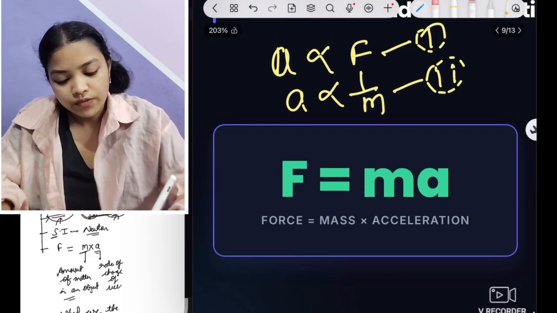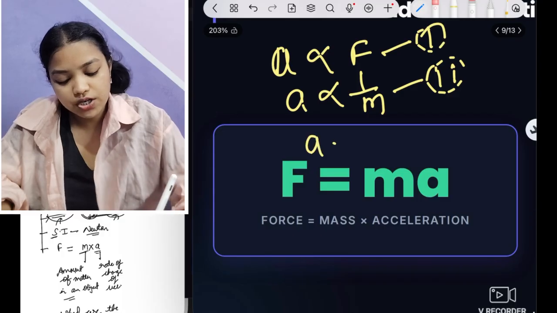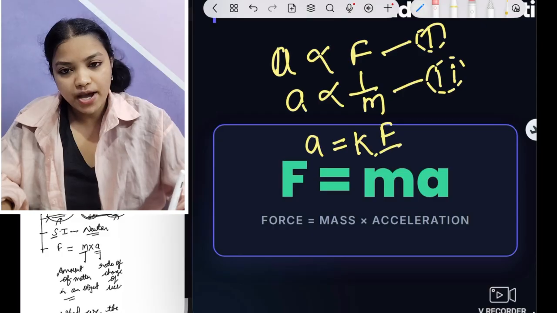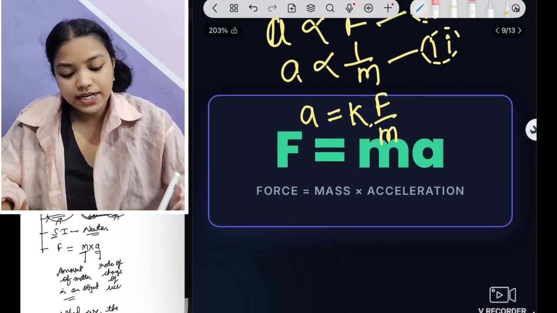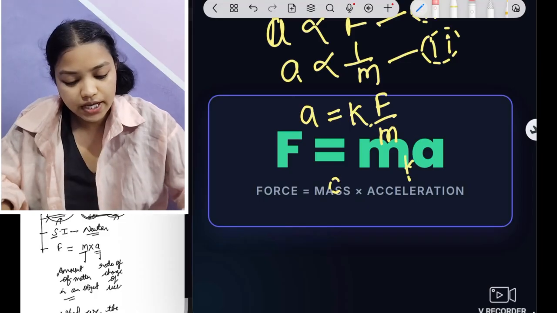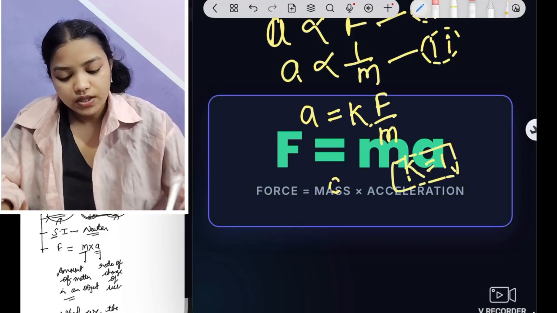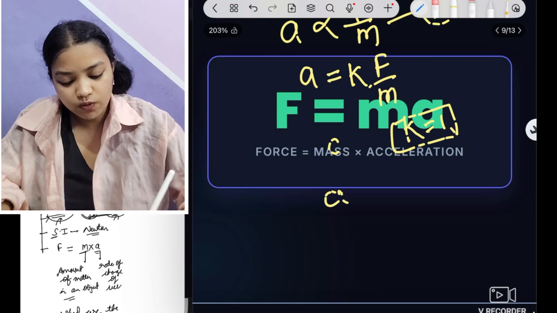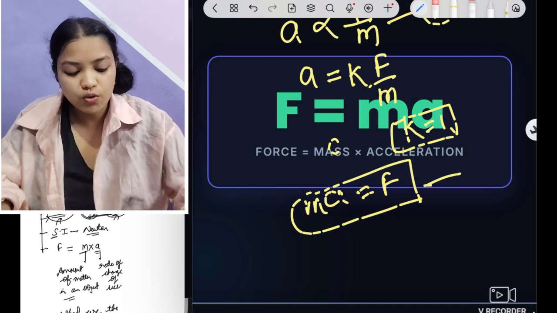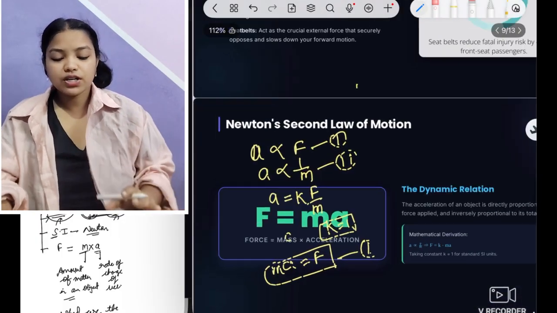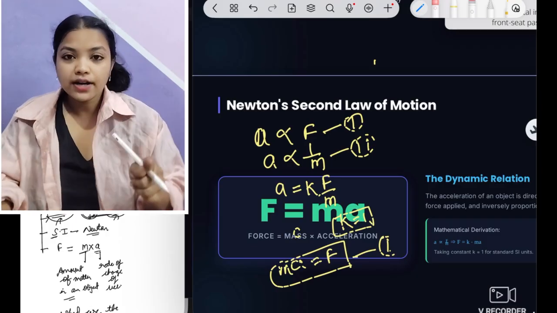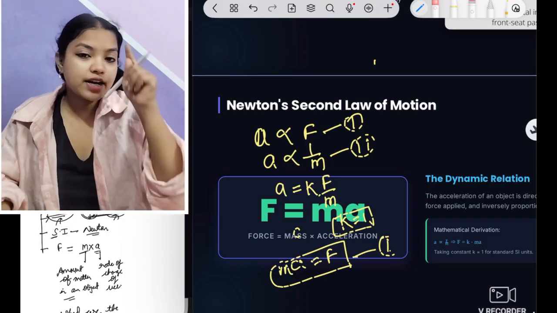Equation 1 and 2. Now you can combine both equations and take k as a proportionality constant, F proportional to ma. Now you can take k as a proportionality constant, k equal to 1. Is it clear? Now after putting this, F equal to m into a, we have proved that F equal to m into a.